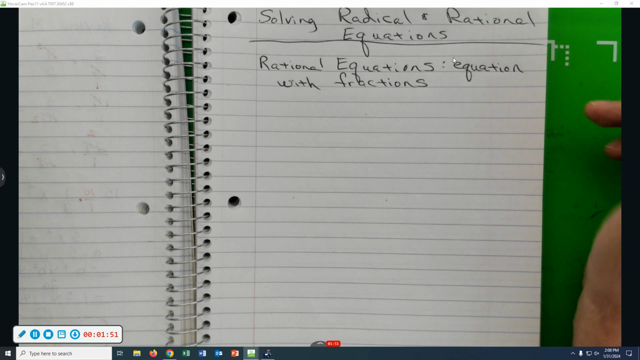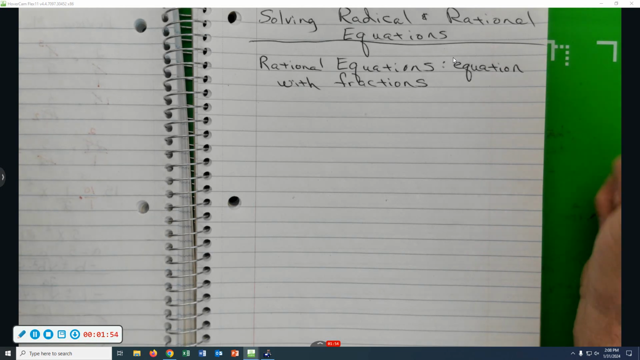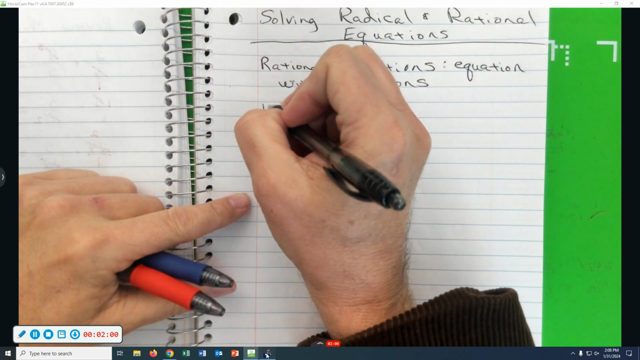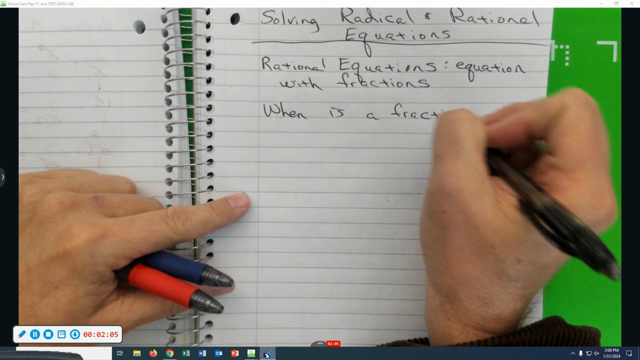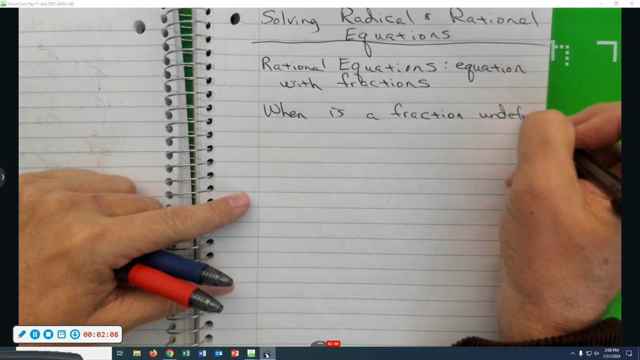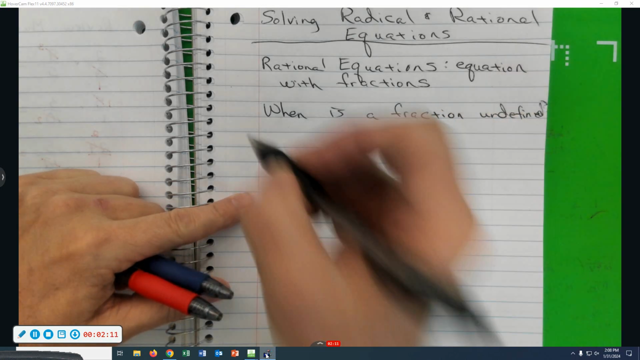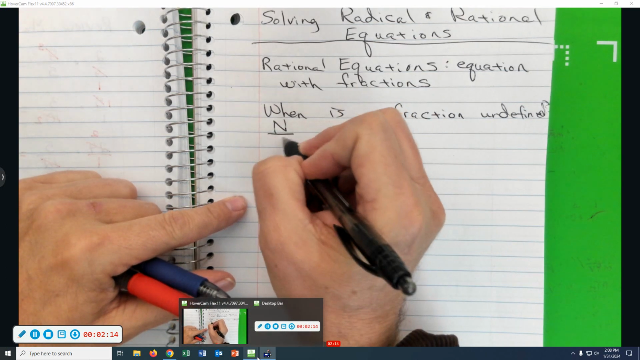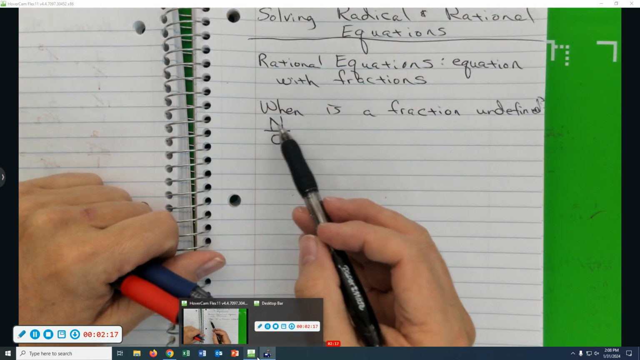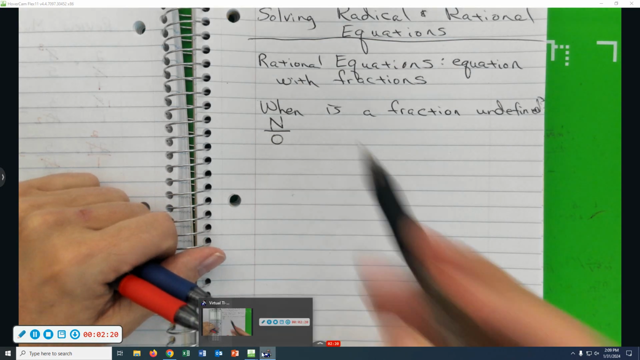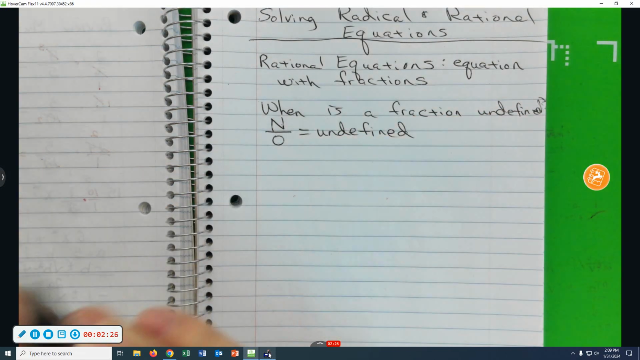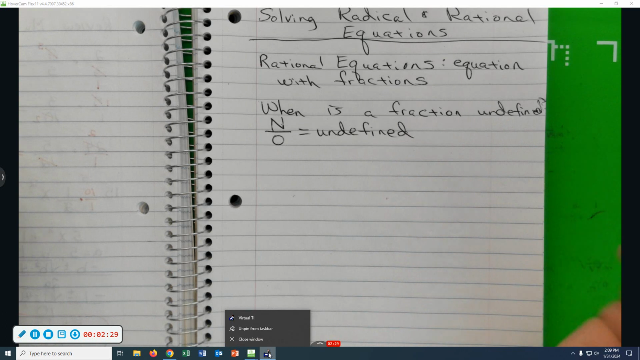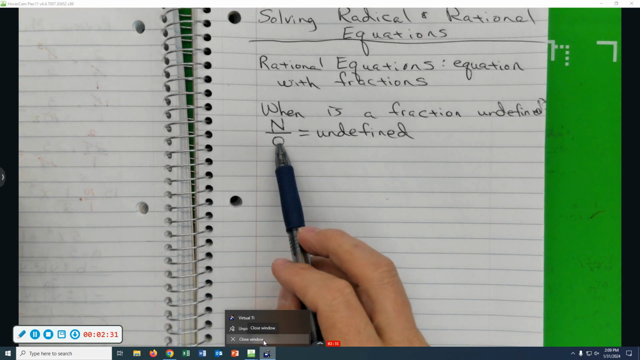Now, there's one wrinkle here. Not all fractions are defined. When is a fraction undefined? When it's divided by zero. Good. When you have a number divided by 0, that says no, you can't do it. And if you think about the division algorithm, it should be obvious why that's the case.